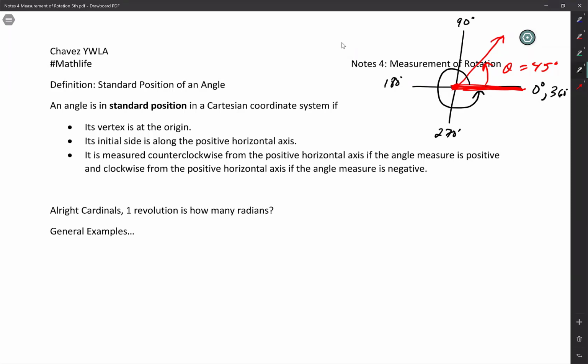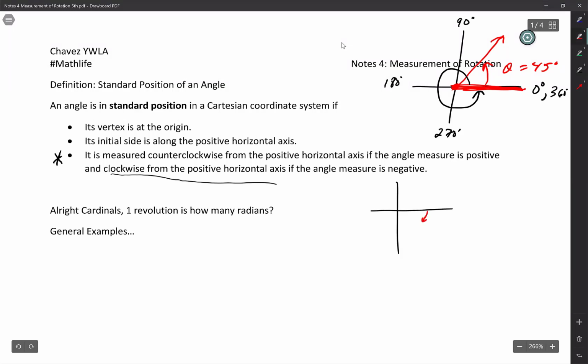Now it does say it is measured counterclockwise, so that means in the opposite direction of the way the clock goes, from the positive horizontal axis the angle measure is positive, and clockwise from the positive horizontal axis, the angle measure is negative. So what does that mean? That means if I have my grid there, and I go down here like this, and I say that's 30 degrees, this would be counted as negative 30 degrees.